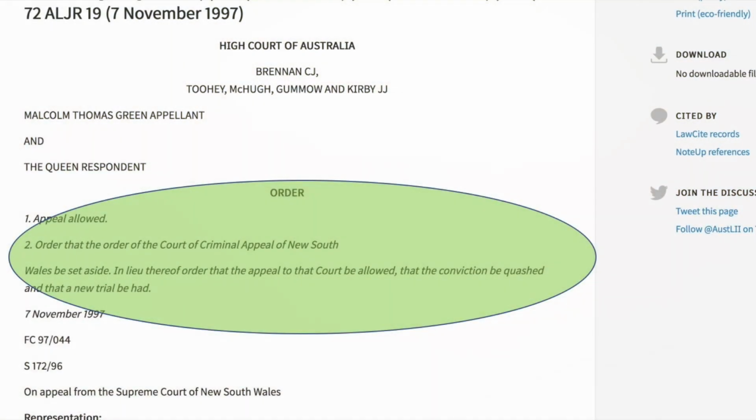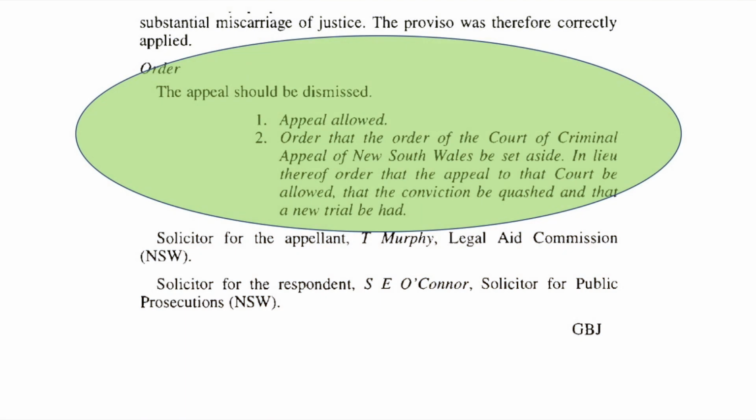On Ostley, the outcome is right up front. The appeal was allowed, which means the appeal was successful. And the court has ordered that the conviction should be quashed or set aside and a new trial should be held. In the printed report, the order is listed at the very end. So now we know the outcome. The next thing to do is to look at the whole court and see how the outcome came about.